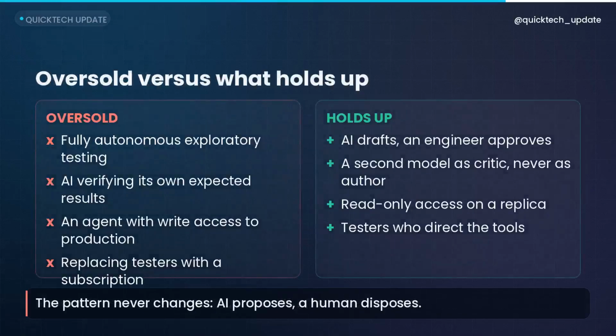So here's the split. Oversold: fully autonomous exploratory testing, AI verifying its own expected results, an agent with write access to production, and the idea that you can replace testers with a subscription. What actually holds up? AI drafts and an engineer approves. A second model as a critic, never as the author. Read-only access on a replica. And testers who direct the tools rather than compete with them.